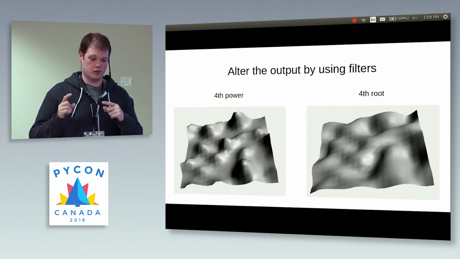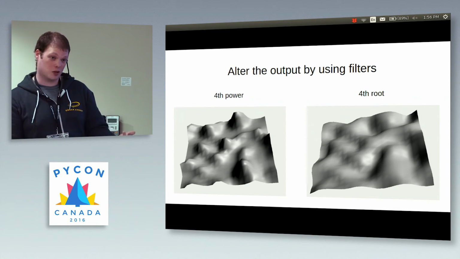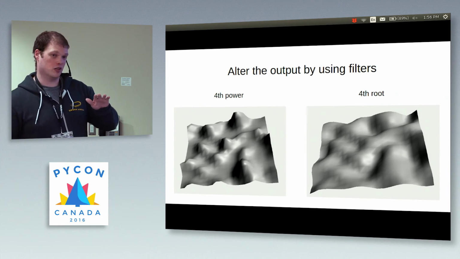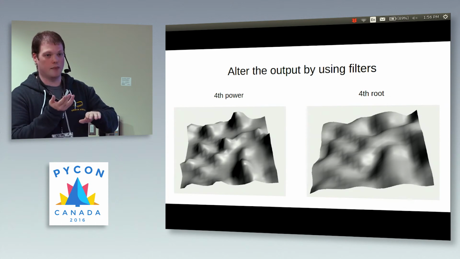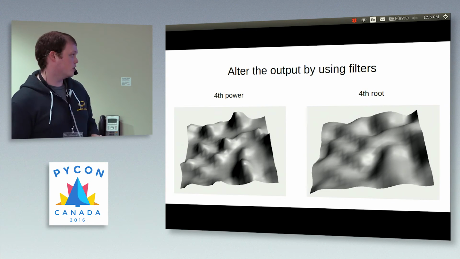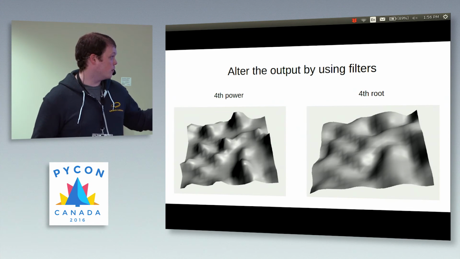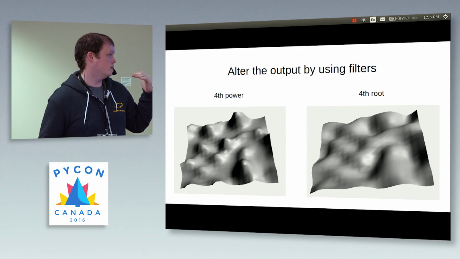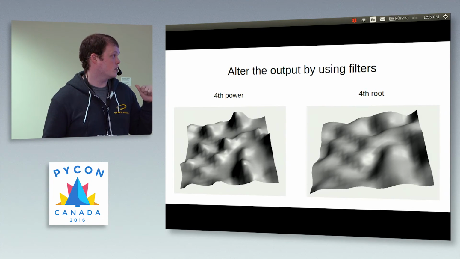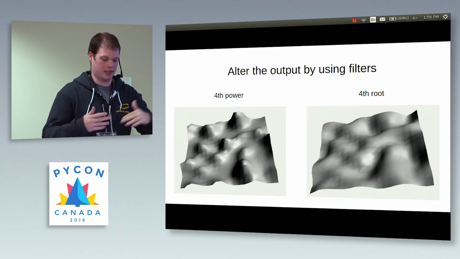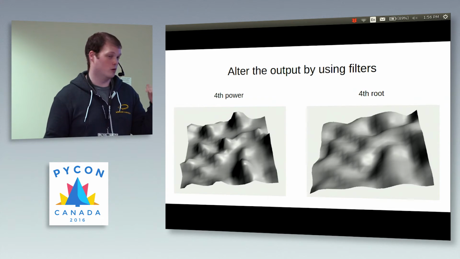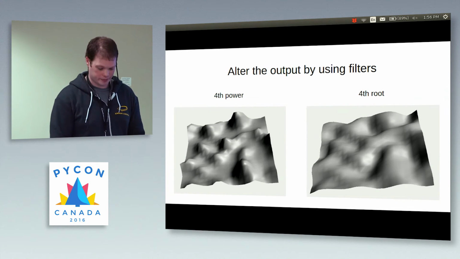Alternatively, if you use a root, so raising it to a fractional power, a power between 0 and 1, what'll happen is all the low points will get pulled up and the high points will stay kind of the same. So you can see they do different things. Raising it to a power will give you these peaks, whereas taking a root, like 1/4 in this case, will make it kind of more pillowy.